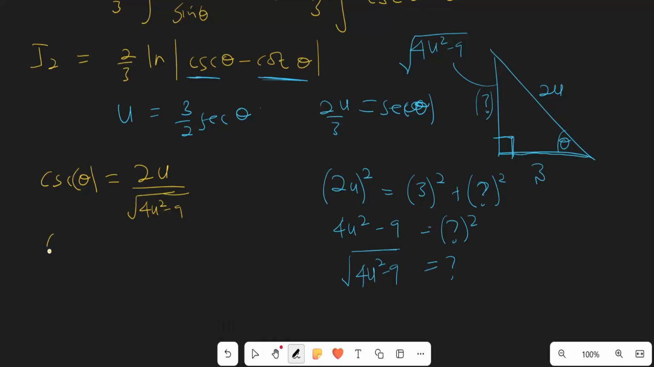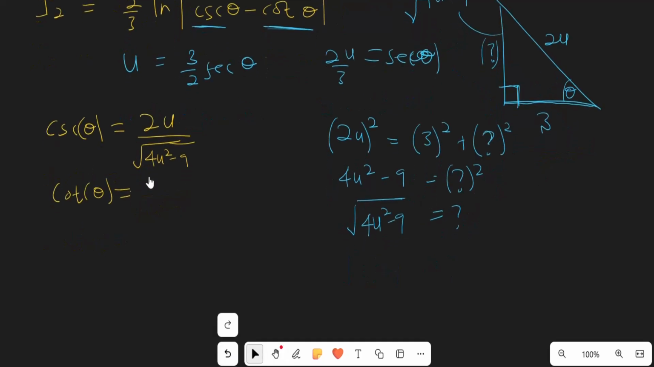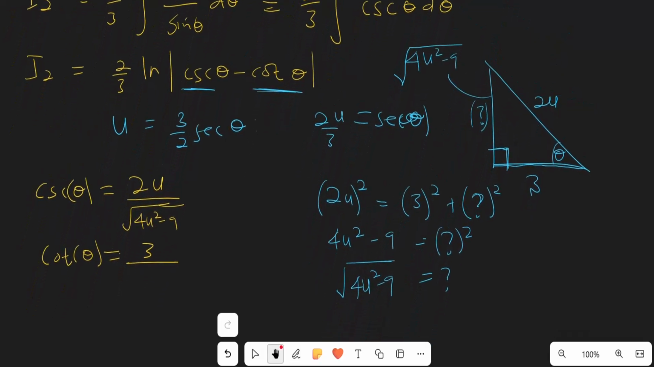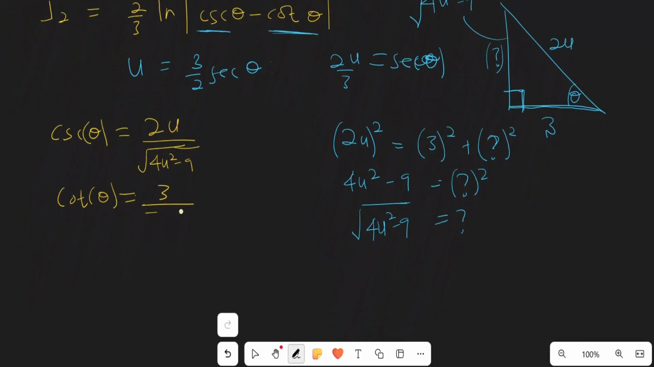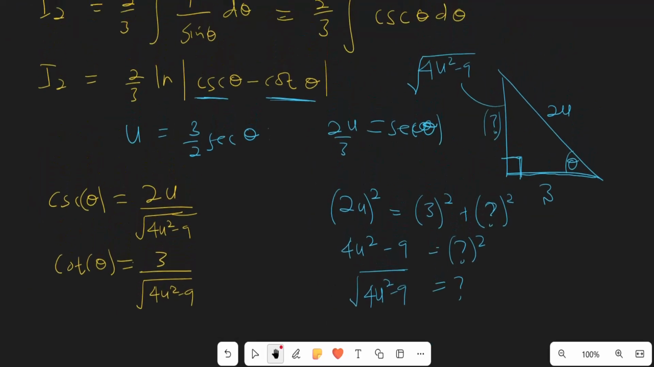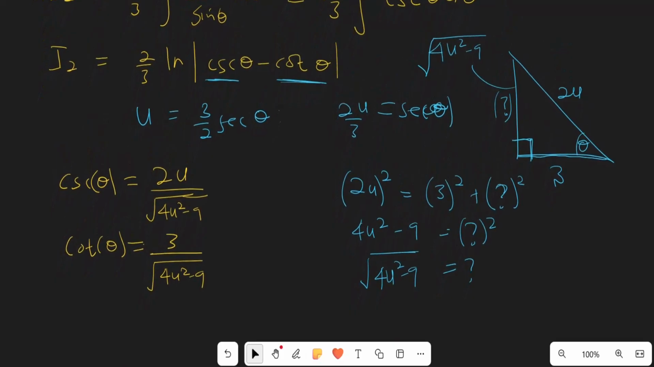Now let's find cotangent theta. Cotangent is equal to 1 over tangent. Tangent is opposite over adjacent. In that case, cotangent is going to be adjacent over opposite. Adjacent is 3, and opposite is the square root of 4u squared minus 9. Now that we have our thetas in terms of u, we can plug them back into the integral.